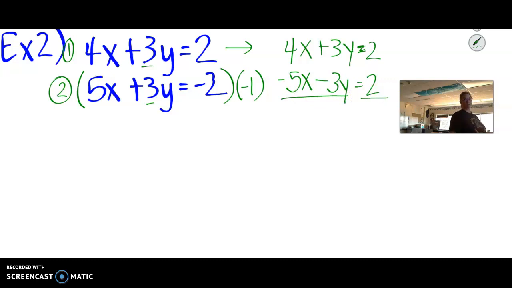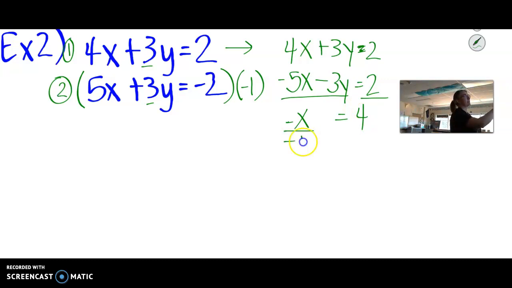Now, if you notice, I have a 3y in the top equation, I have a -3y in the bottom equation, which means I can eliminate y when I add these together. So you're going to add straight down, and you can only add like terms, remember. So 4x and -5x is -1x, which you can write as just -x. This next column is 0. I'm not even going to write it. And I get 2 plus 2, which is 4. So that's really a -1x.